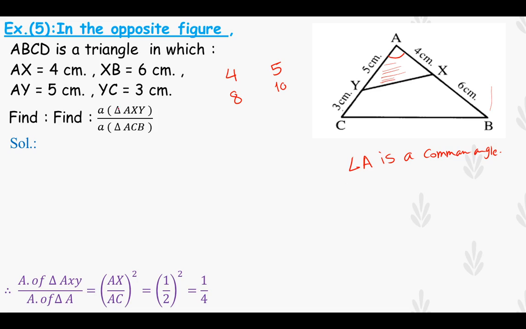Okay, so we will write AX. Here you can solve it by using the problem itself. AX over AC. AX is 4 centimeter over AC, which is 8 centimeter, so the ratio will be half. And XY over BC, we don't know XY over BC, so we will write AY over AB. AY is 5 centimeter and AB equals 10 centimeter. This equals 5 over 10 and its ratio will be half.